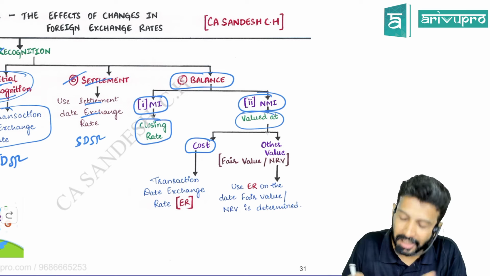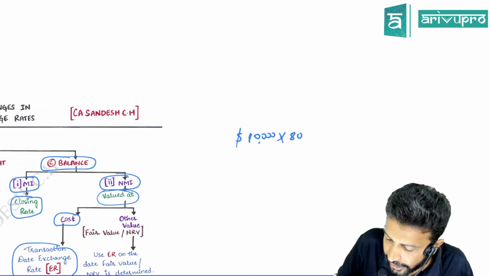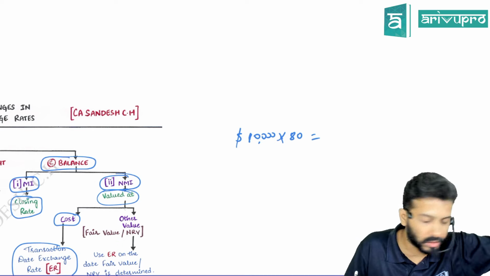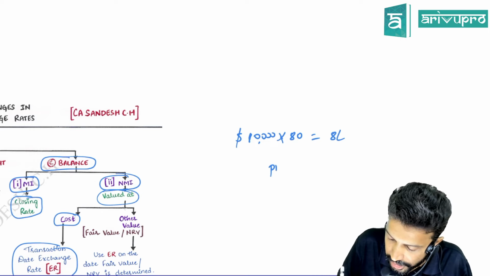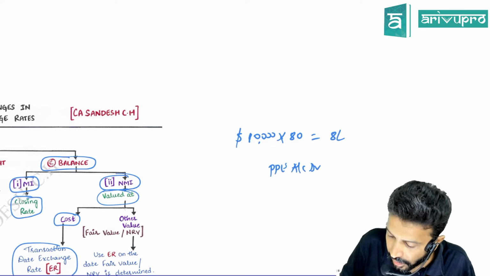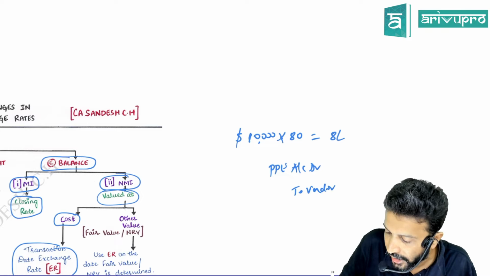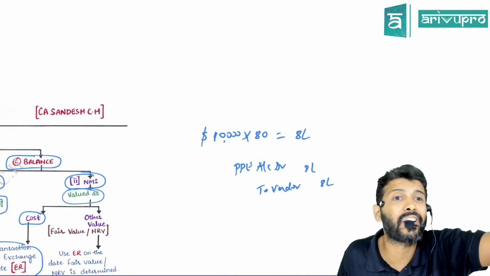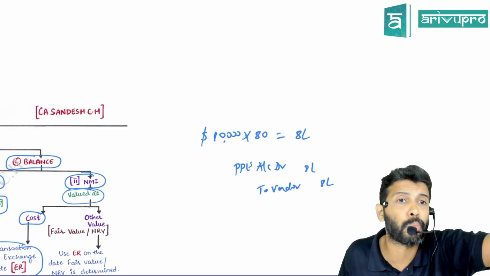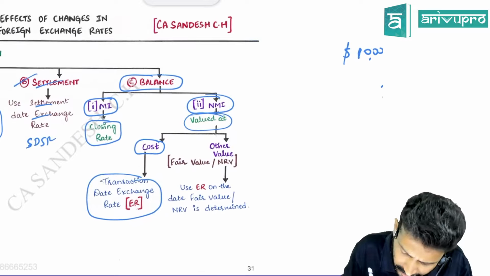Initially, if you purchased PPE for, let's say, $10,000, and on the date of purchase $1 is equal to 80 rupees, you will convert $10,000 into 80, which gives 8 lakh rupees. That means you would have passed the journal entry: PPE account debit to bank account or vendor account, 8 lakh rupees. This 8 lakh is in Indian rupees. So you already converted. In the balance sheet also, you continue to show that PPE at the same rate.